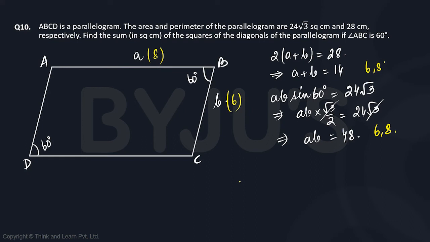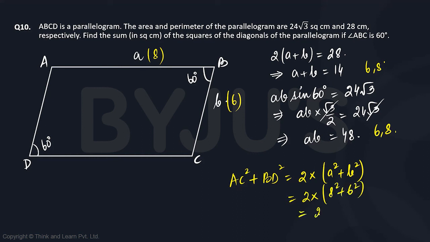Now, if we want to find out the sum of the squares of the diagonals. In a parallelogram, the sum of the squares of the diagonals is given as 2 times the sum of the squares of its sides. Now, this is an important relation, which is going to be helpful if you know this already. So this is going to be 2 times of 8 square plus 6 square, which is 2 times of 6, 8, 10, these are triplets, right? So 2 times 10 square, which is 2 into 100. 200 is the answer that we need to type in.